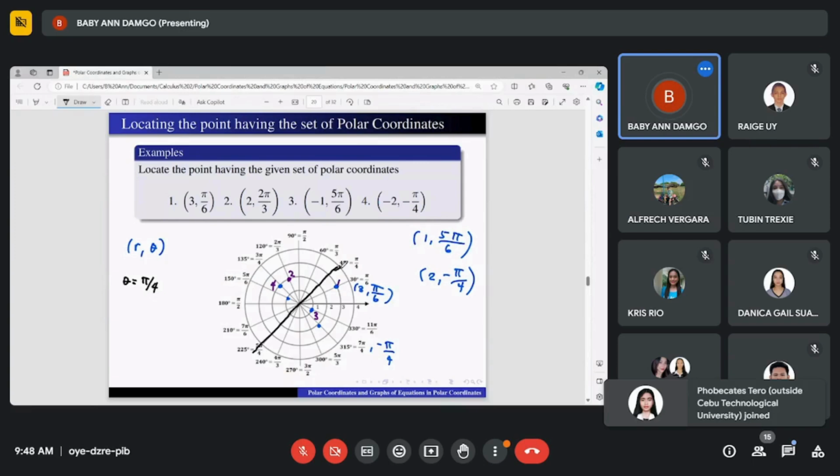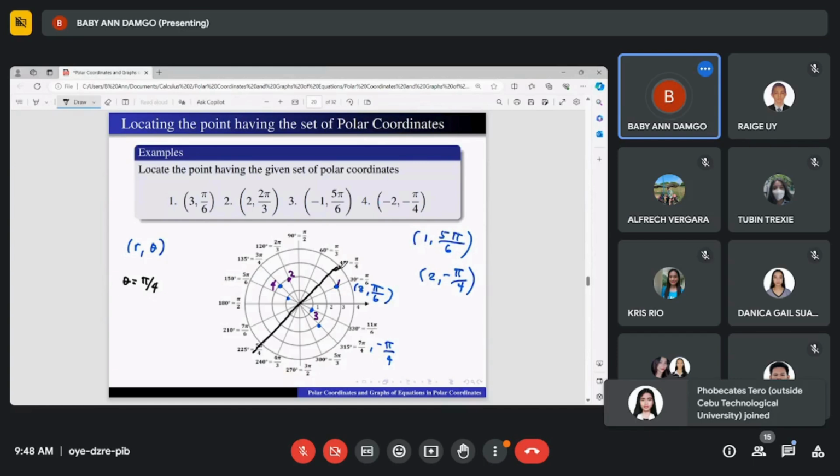Okay? Just assume that it is a line. So that is how you graph pi over 4. If we are given theta is equal to C, the C is like this, in terms of radian.